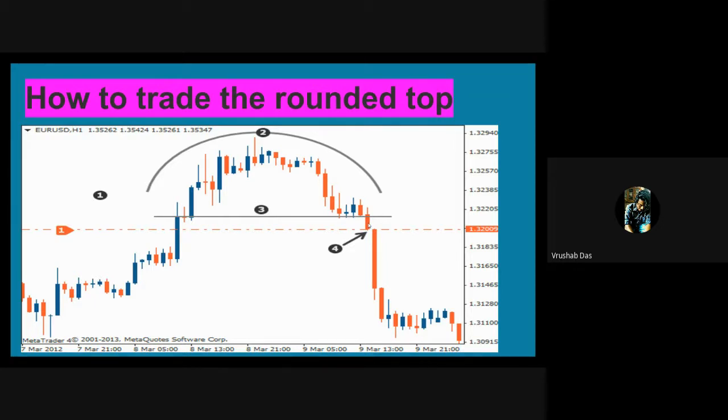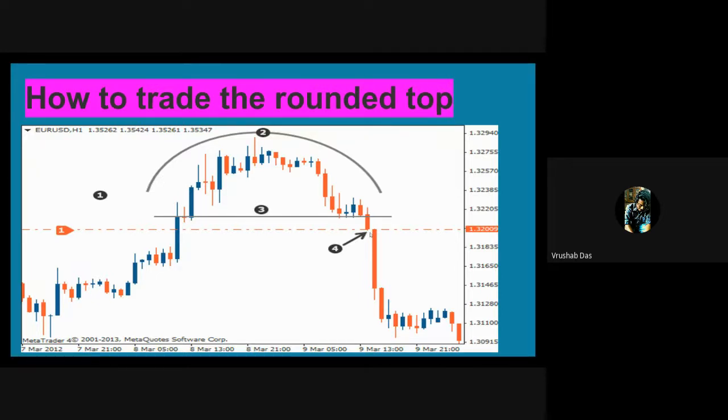If we talk about the things we can see in this rounded top pattern, the first thing should be an uptrend, and then the rounded top should be formed, and the neckline. After that, a candle should close and break the neckline. After the neckline is broken by the bearish candle, at the fourth point mentioned in the figure, you can go for a sell order.